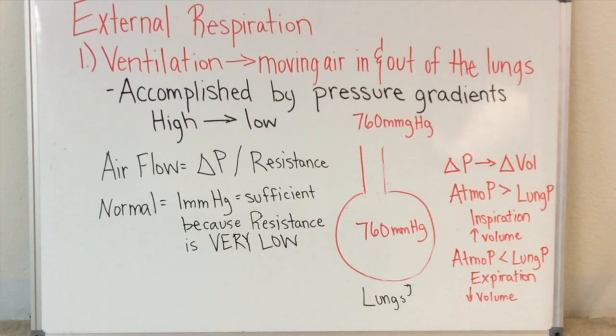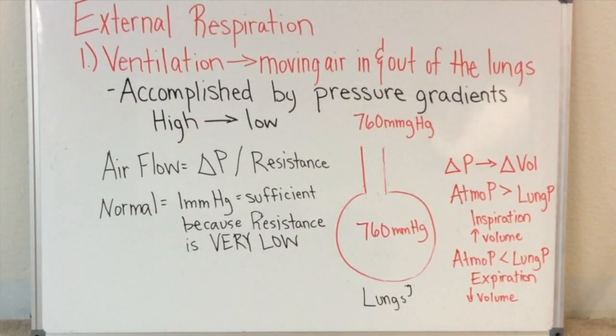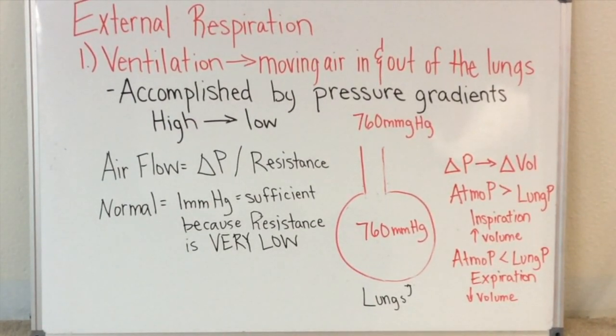Airflow, similar to blood flow, is equal to a change in pressure over resistance. In normal conditions, the 1 millimeter of mercury change we used in the prior examples is sufficient for adequate airflow. This is because the resistance within the bronchi, the bronchioles, alveoli, trachea, pharynx, and larynx is very low.